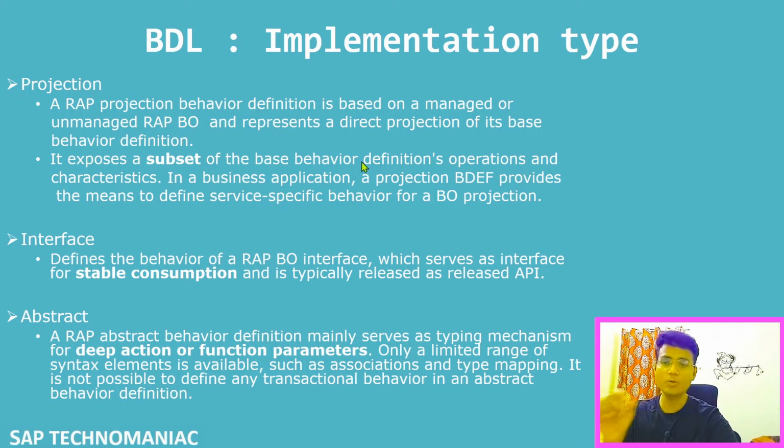The last part of this implementation type is the abstract implementation type. This we will use when we have to do something like deep action and function parameter type things. Basically this is used for typing purposes. When we have to create a type, that time we will use it, and this will never be used for transactional purposes. We can't do create, update, delete in this kind of BDL. So that also we'll see if we get the time, what the exact use of the abstract implementation type is, in an upcoming video.